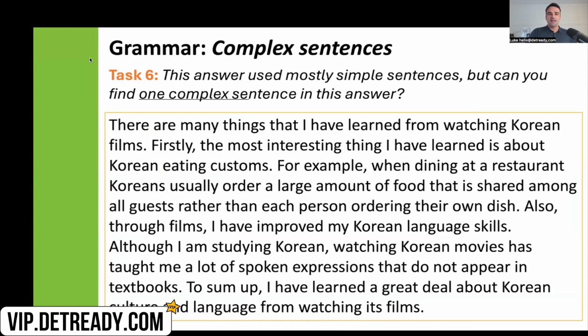All right, so how about in this example? This was my sample answer for you. This answer actually has 90% simple sentences, and then it has one complex grammar sentence. So can you find the complex sentence in this answer and write it in the chat, or write a bit of it?